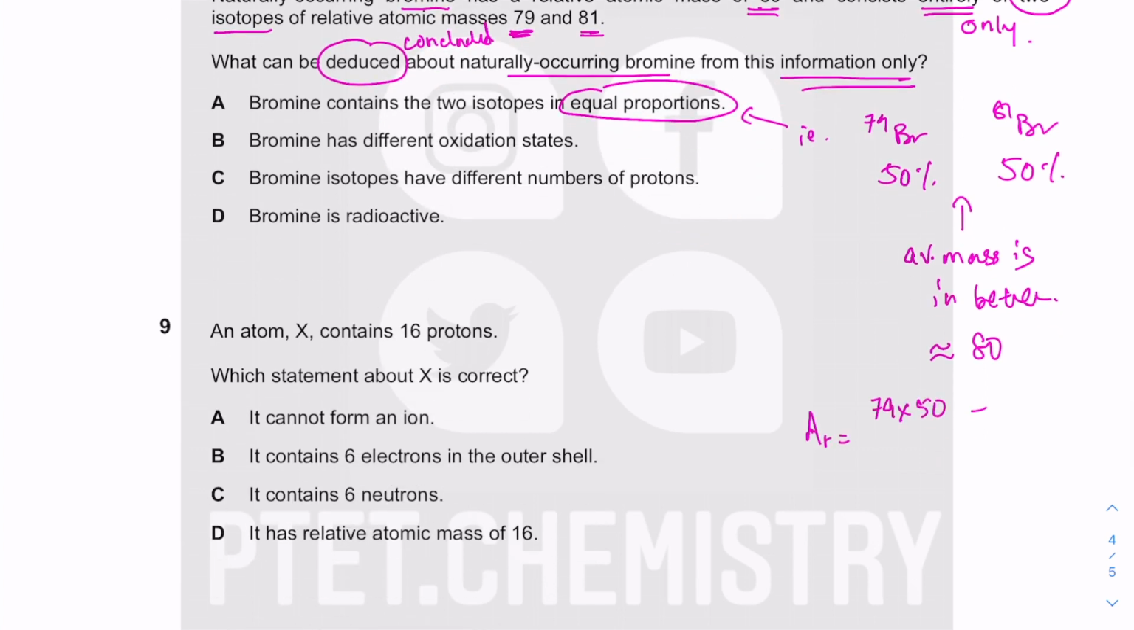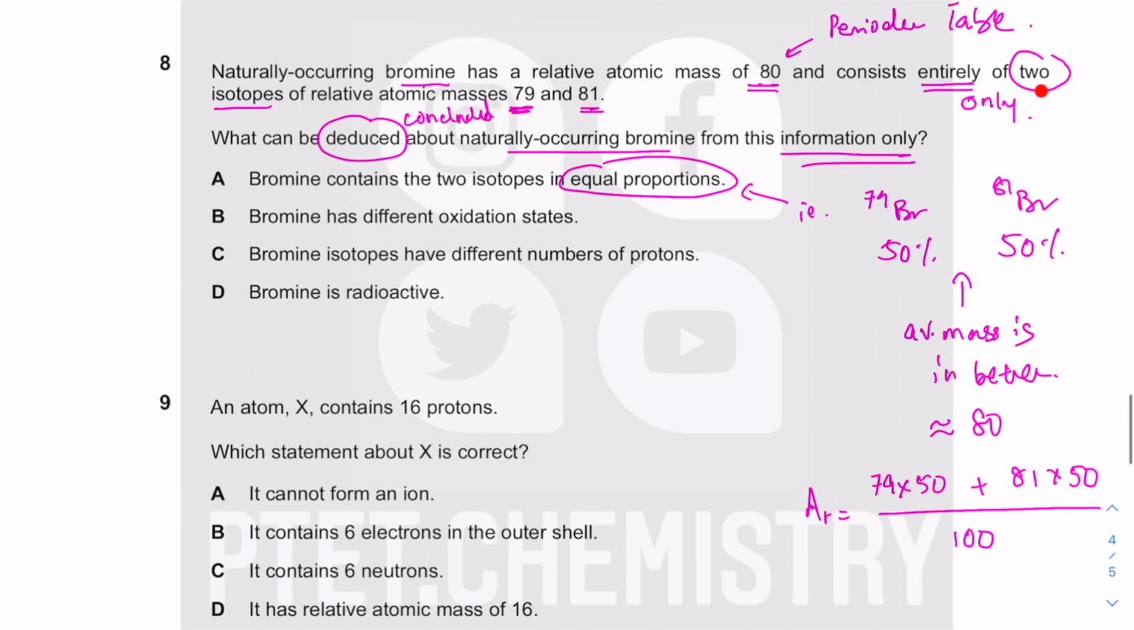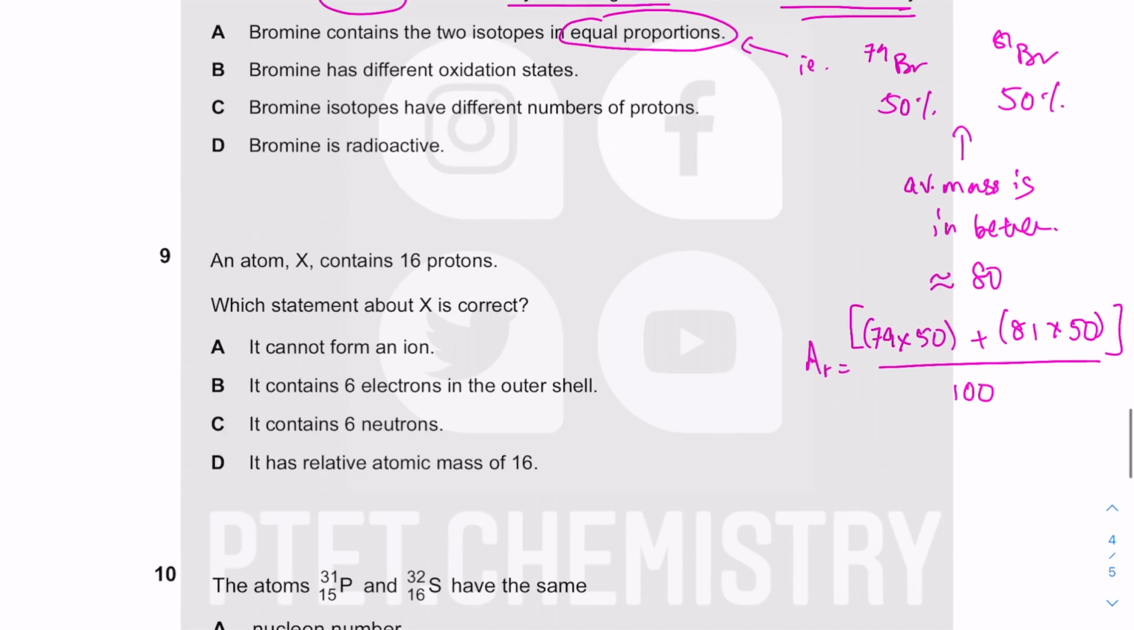If you can understand the meaning of the term average, you should be able to see that. I can also do the calculation and still get the same thing. 50% abundance of each, because equal proportion, because only two isotopes. 79 times 50 plus 81 times 50. I will use brackets because naturally I am careless, so I want to minimize my mistakes.